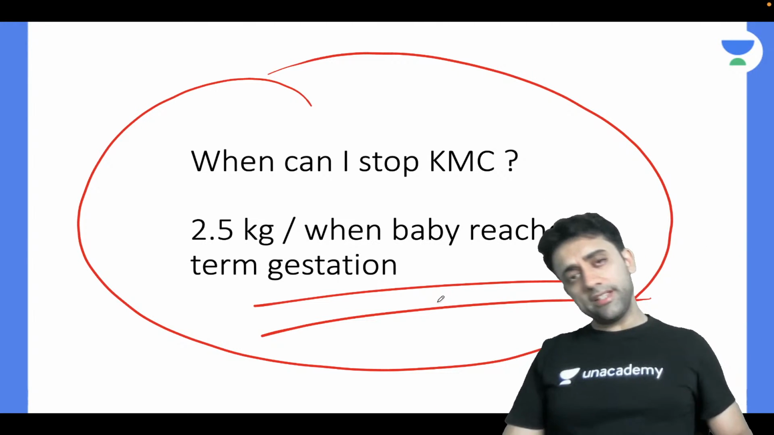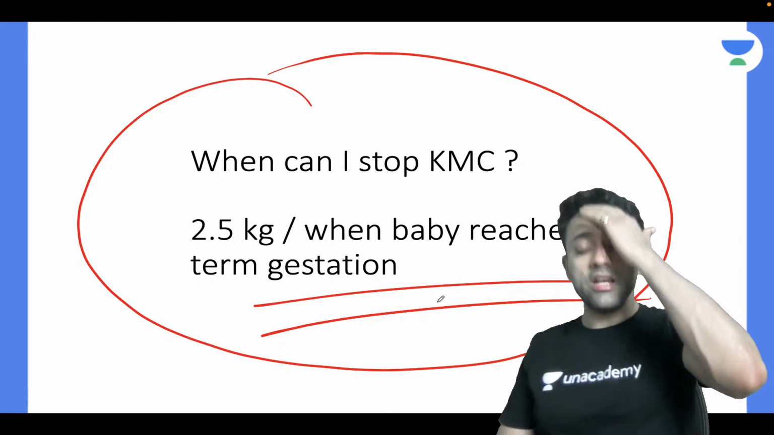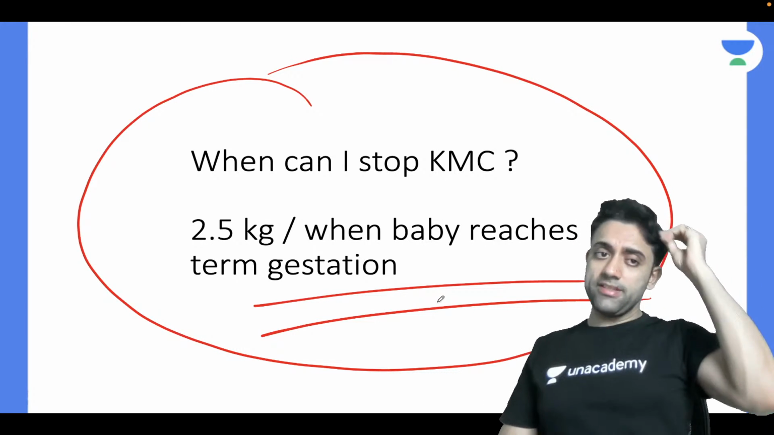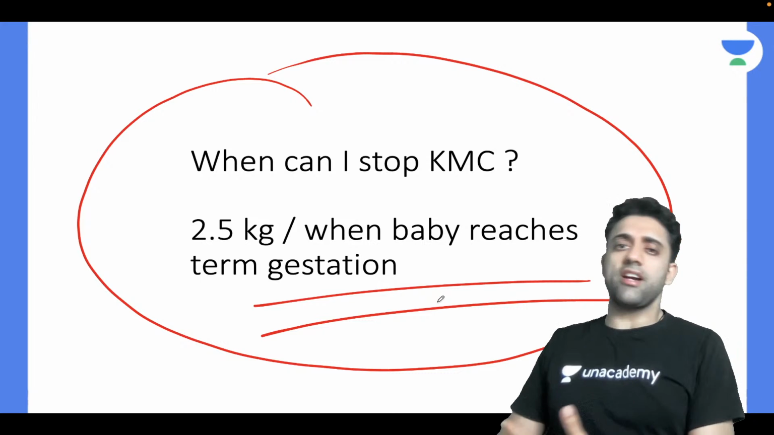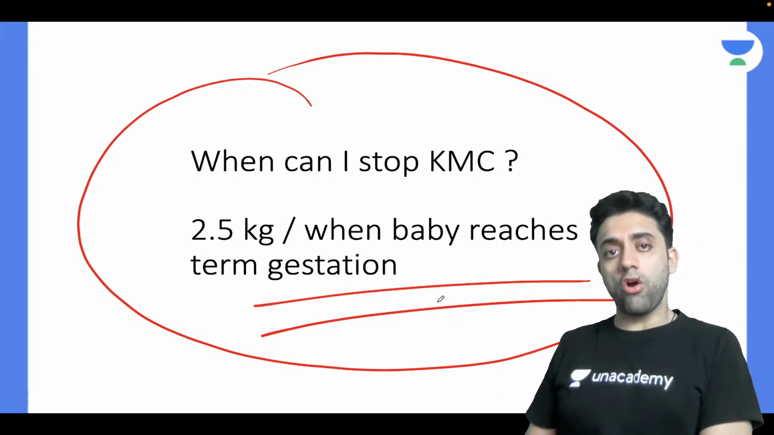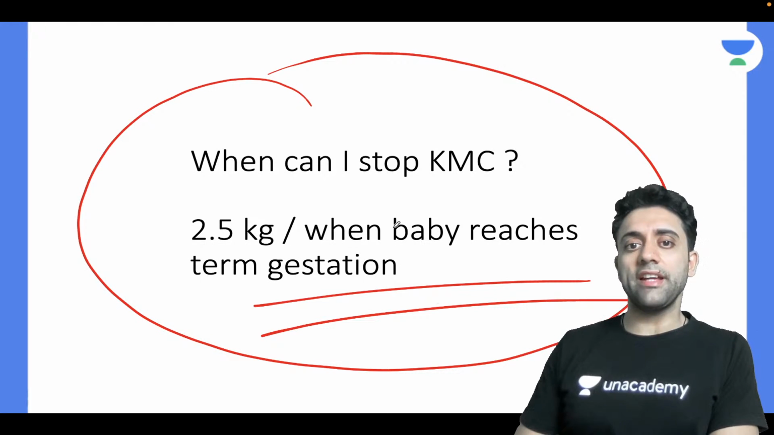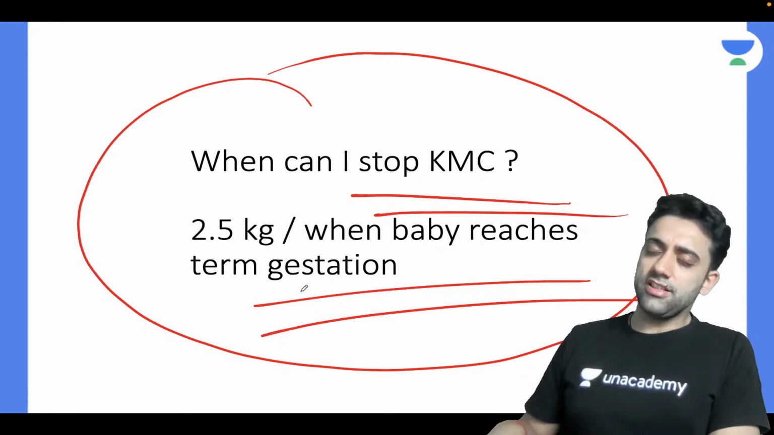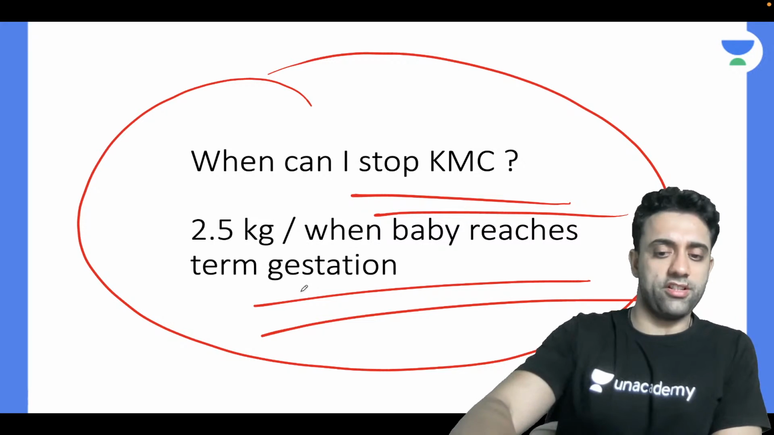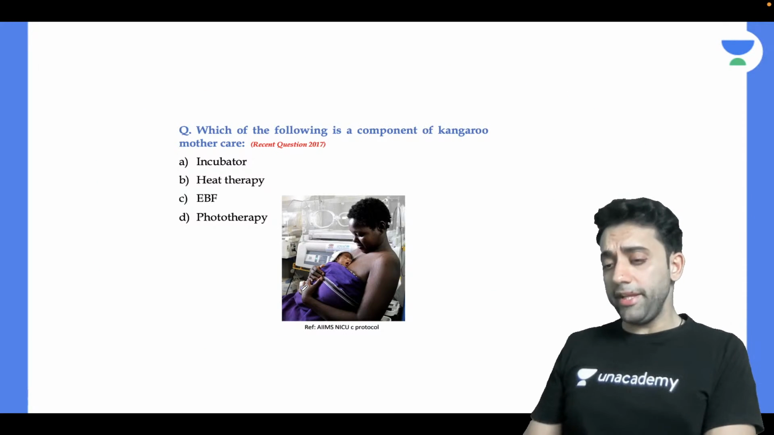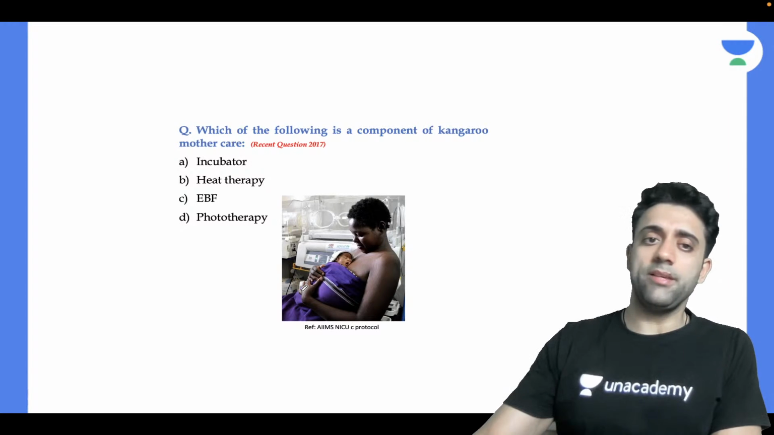How do you know the baby is tolerating or not tolerating? Number one, forehead sweating. If the baby is having forehead sweating, it means the baby is not tolerating, and then the baby starts crying. So till that long you can do KMC. My question was, when can I stop KMC? The answer is once the baby reaches 2.5 kg or once the baby reaches term gestation. Done. Please read the question and tell me the best answer.